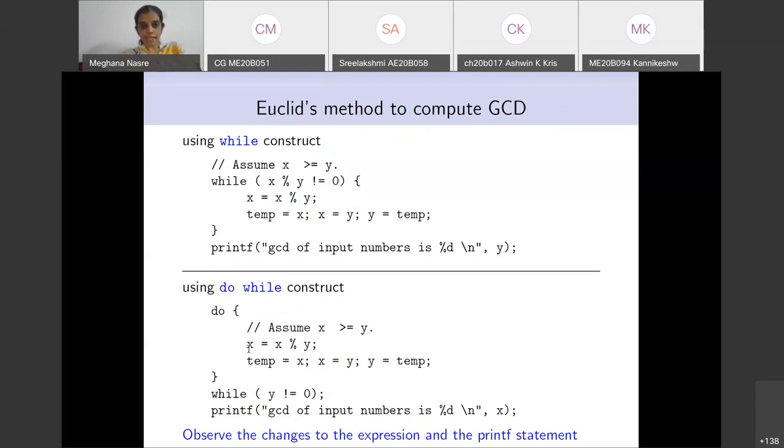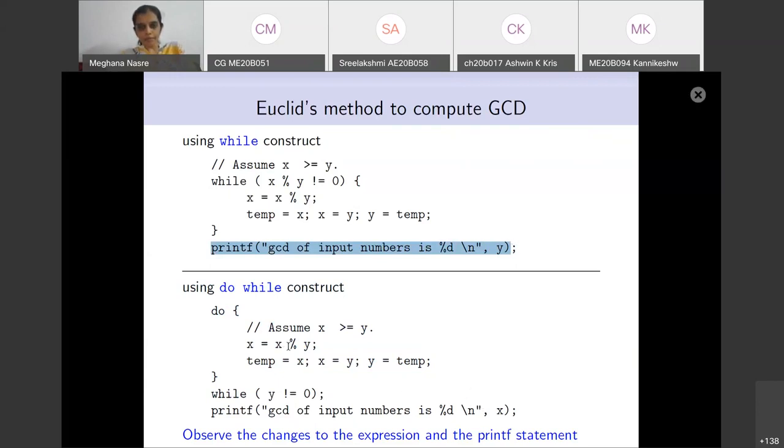The body of the do while loop is exactly the same as the body of the while loop, which is x is equal to x mod y, and the swap that is doing the change between x and y. However, we write the termination expression as while y not equal to 0. If that is your termination condition, you will terminate when y becomes 0, and therefore you cannot output y as the GCD, because your GCD is not y. In fact, your GCD will now reside in the variable x.